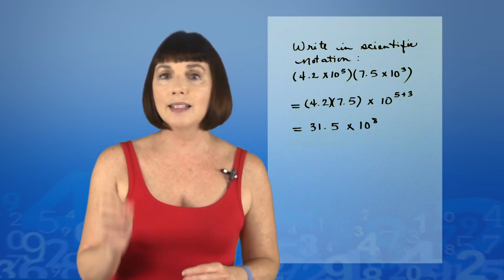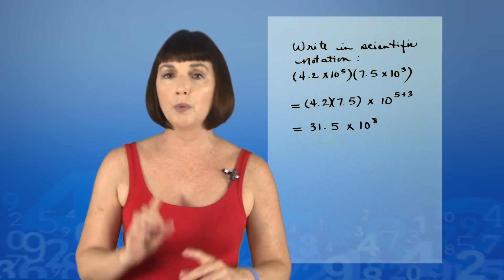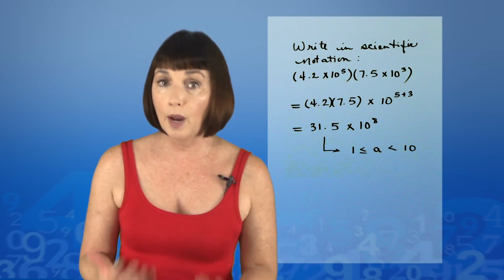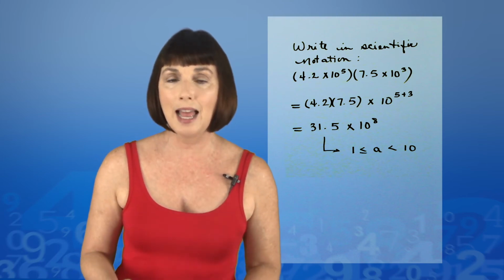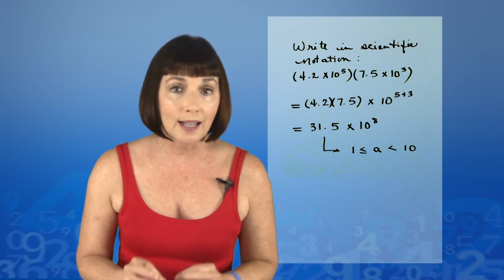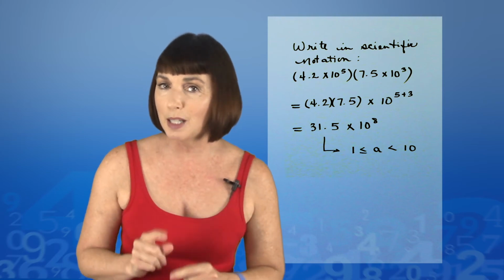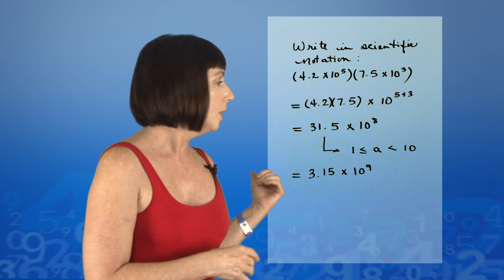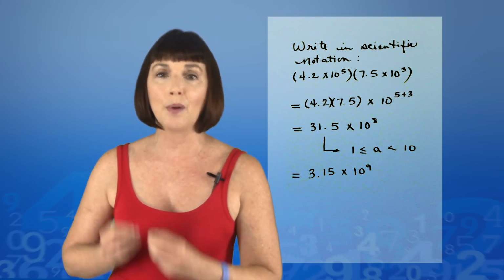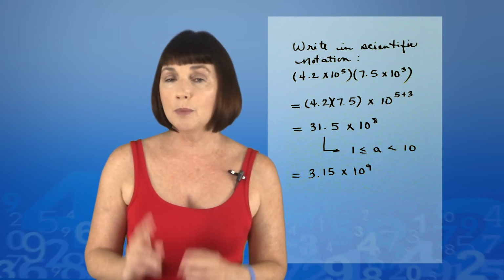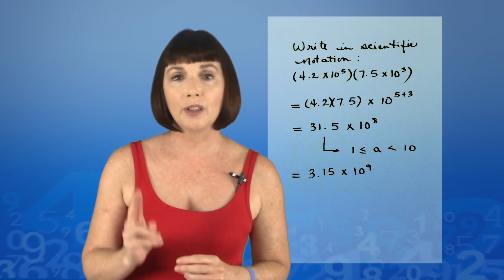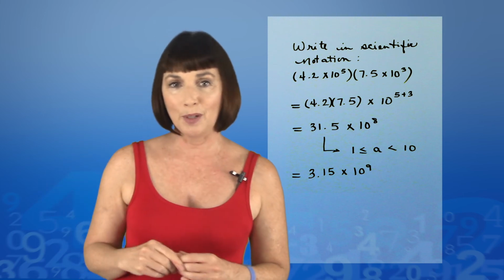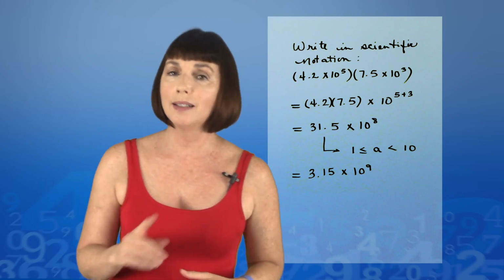Now this isn't in scientific notation because we'll remember that for scientific notation, our value of a has to be greater than or equal to 1 and less than 10. So to write this in scientific notation, I need to move my decimal point one more place to the left. So I get 3.15 times 10 to the power of 9. I moved my decimal point one more place to the left, so I had to add one more onto my exponent. So it went from 10 to the power of 8 to 10 to the power of 9.